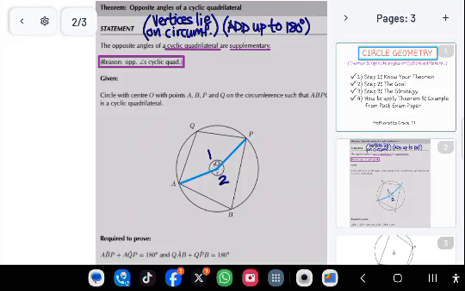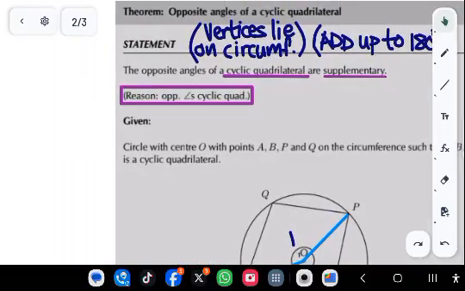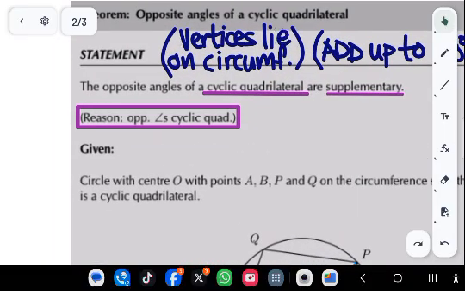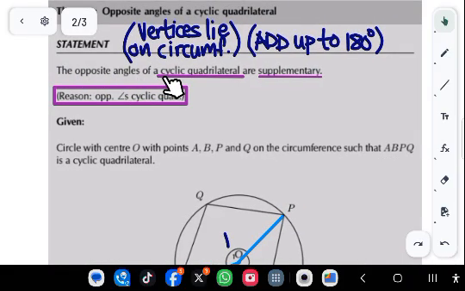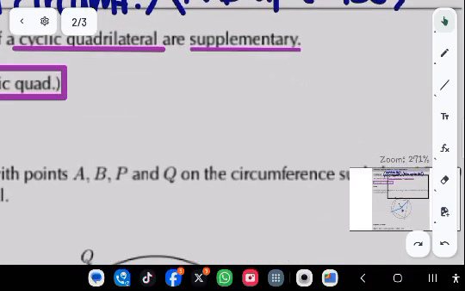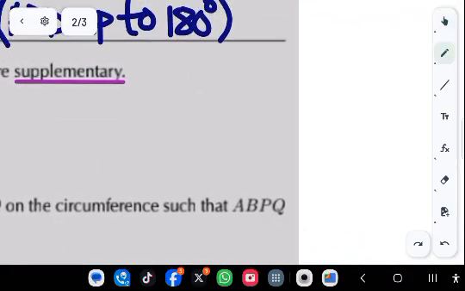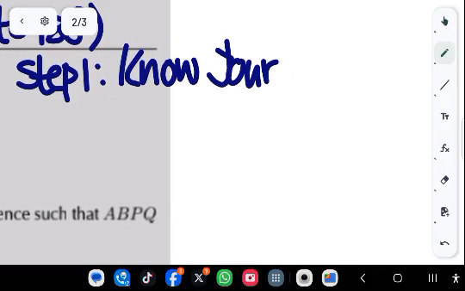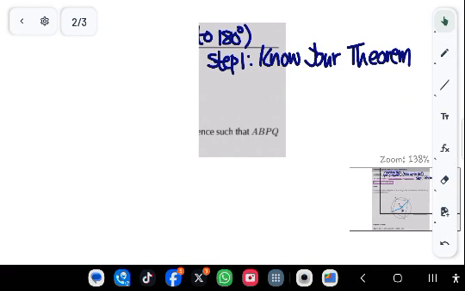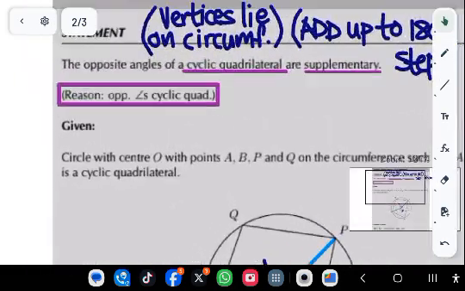Let's start. The name of the theorem is simply opposite angles of a cyclic quadrilateral. Now the statement goes, the opposite angles of a cyclic quadrilateral are supplementary. Now before we go further, this is step number 1. Step number 1, know your theorem. What is the meaning of the word supplementary? And what does a cyclic quadrilateral mean? Step number 1, let's analyze the words.